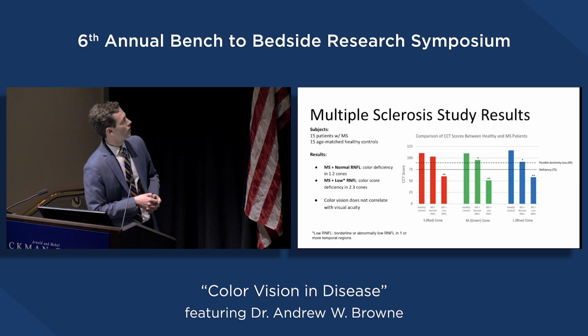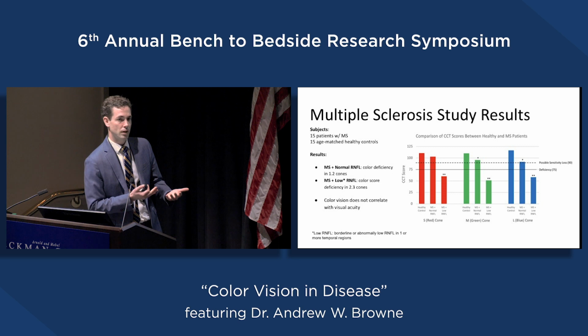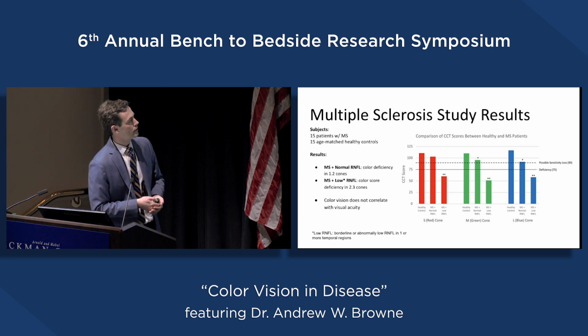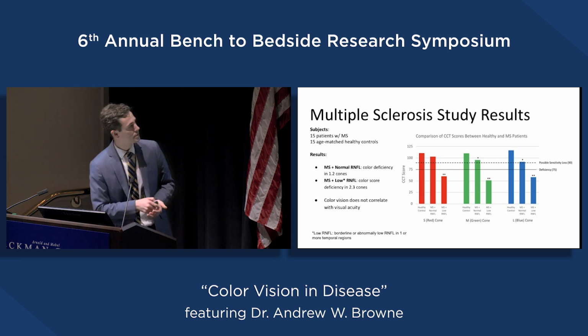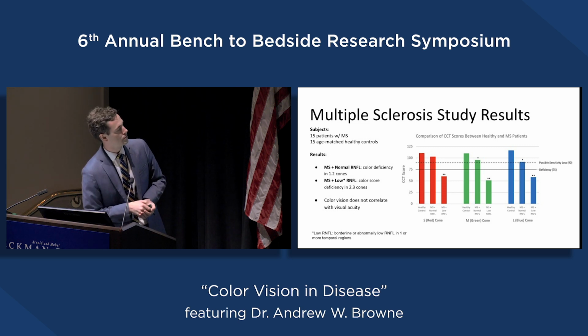And so what we see here is we had 15 subjects with multiple sclerosis and 15 subjects who were normal healthy controls, age-matched. And we can see that the normal healthy patients had normal levels for each of their cone sensitivities. People in these middle bars for each of the different colors had multiple sclerosis but with a normal nerve fiber layer. And we can see that in the green and blue cones, there was a statistically significant difference between those groups.